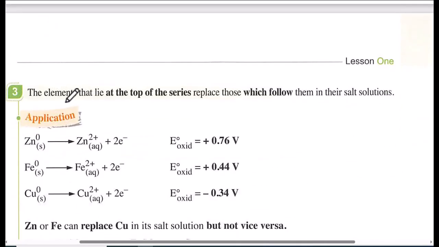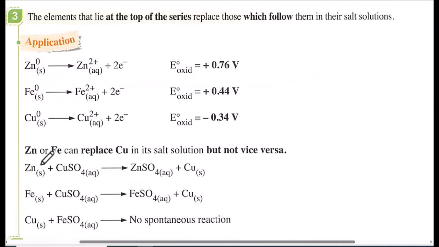The elements that lie at the top of the series replace those which follow them in their solutions. It is a very important and critical point. The elements that lie above in the series replace those that are at the bottom, or in the lower places, of the electromotive series. So zinc is higher than iron, iron is higher than copper. So zinc and iron can replace copper in its salt.